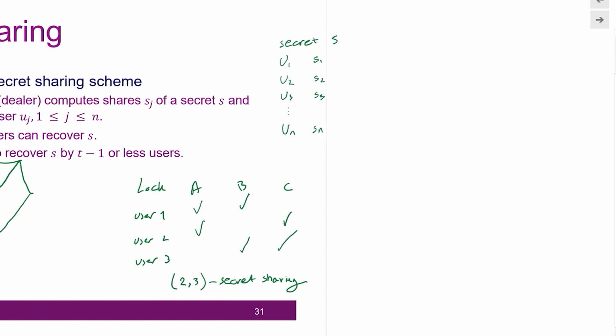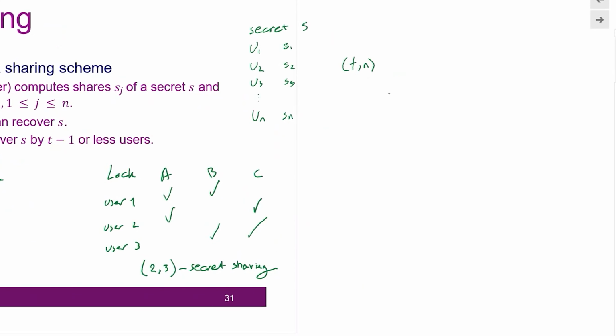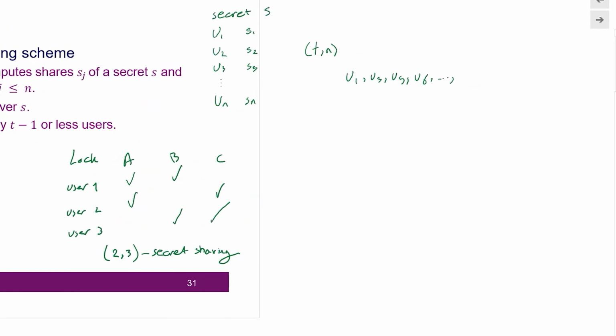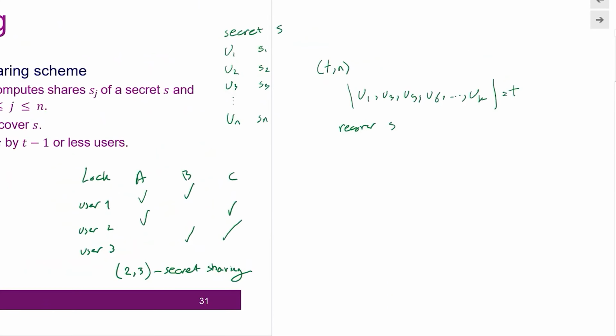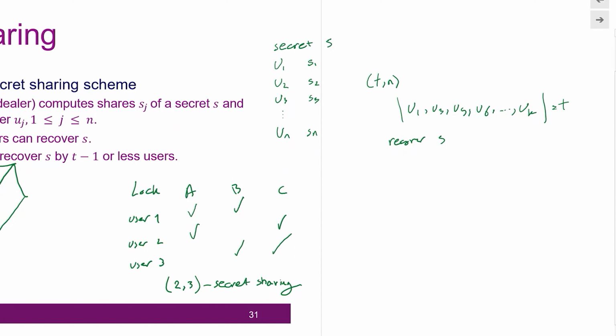The promise is that if T out of n users get together, that means that if you have user 1 and then user 3, user 5, user 6, and so on and so forth, up to user k, such that the number of these users is t, then they can recover this S. But if there are fewer than t users, there should be no way for them to recover the key S.